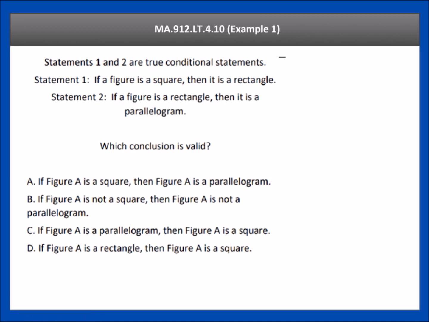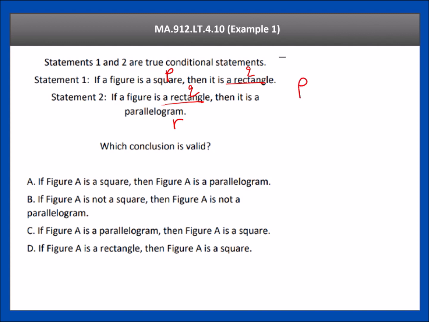Okay, so let's go ahead and use it. If a figure is a square, so let's say P, then it is a rectangle. And now if a figure is a rectangle, so that's Q, right? It's the same statement, rectangle, rectangle, so we're going to call them both Q. If it's a rectangle, then it is a parallelogram. That's a different statement, so we're going to call that R. So we got P, Q, and R, three unique statements.